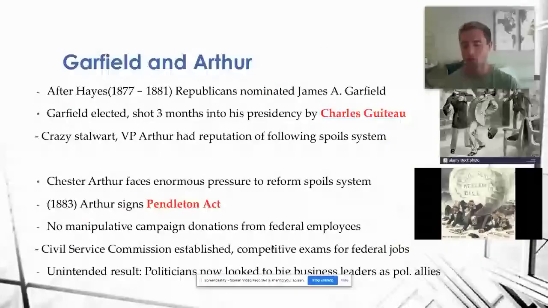One slide on two presidents here. So Garfield and Arthur. Arthur is the vice president of Garfield. Garfield is elected after Hayes. So Hayes, with our corrupt bargain compromise that starts in 1876 with the election of 1876, is officially elected president in 1877. He's going to serve until 1881.